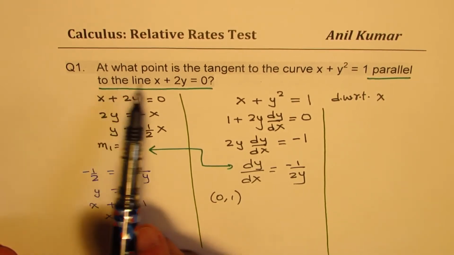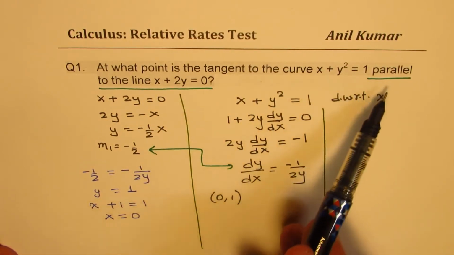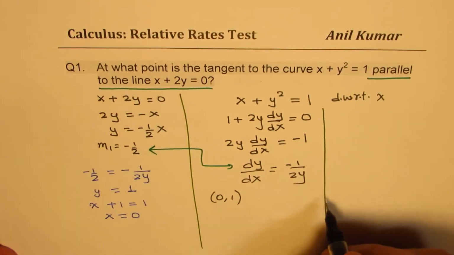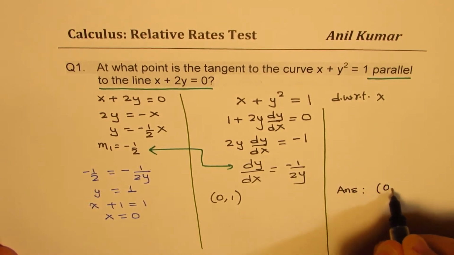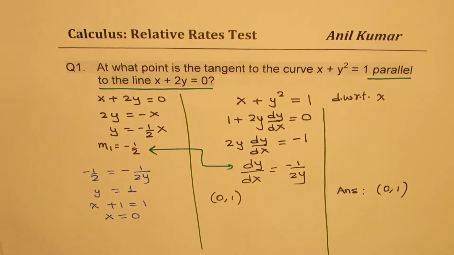So the question was, at what point is the tangent to this curve parallel to the line? So the answer is at the point (0, 1), correct? So that is how you should be solving it.